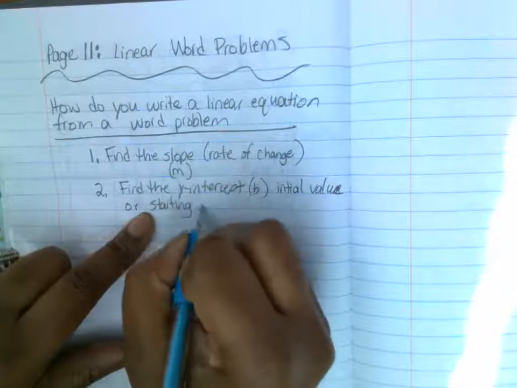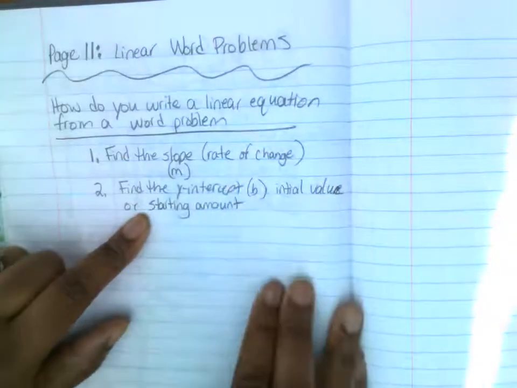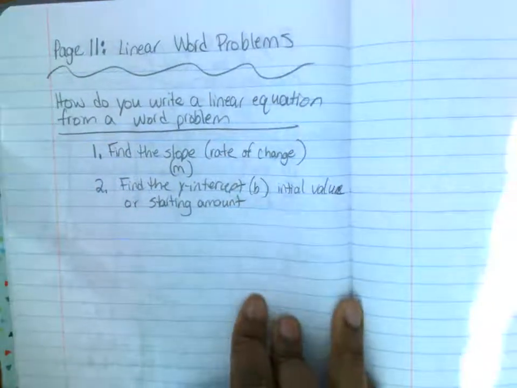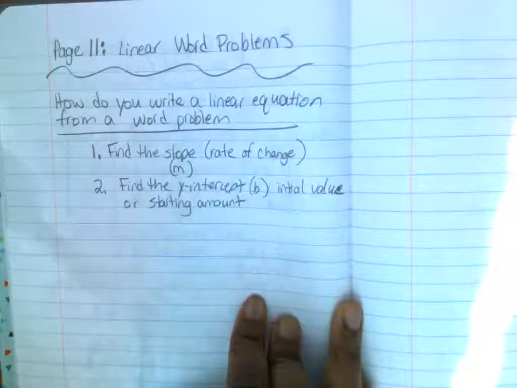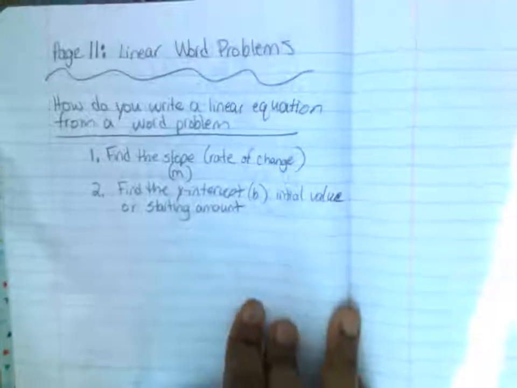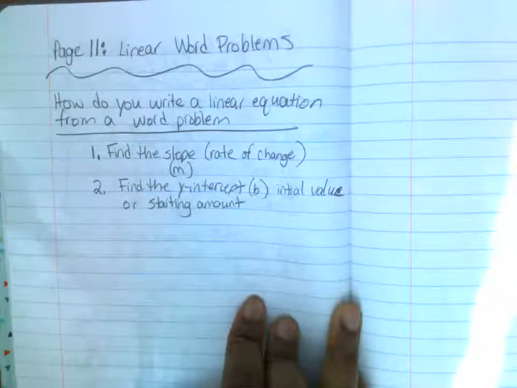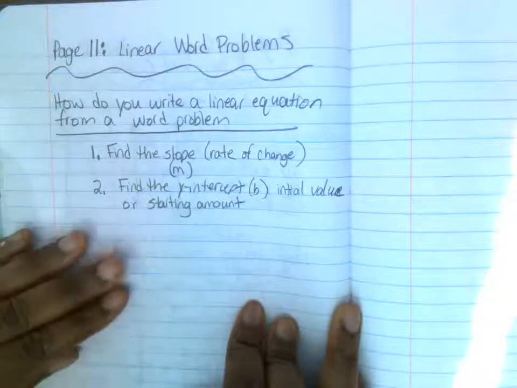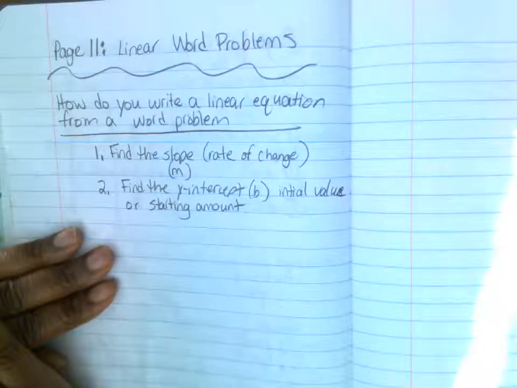An example of that would be, I opened up an account with $30. Well, $30 is the initial value of the account, because that's what I'm starting off with. So my y-intercept in that case is going to be 30. Any questions so far? Okay.